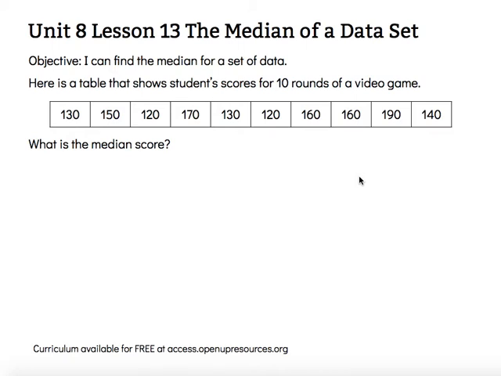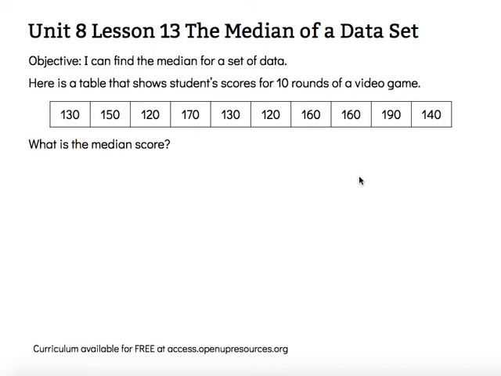We're looking at Unit 8, Lesson 13, the median of a data set. The objective says I can find the median for a set of data. Median is a word that means middle. So when we talk about finding the median for a data set, we're trying to find a middle value, which is a measure of center, which then tells us what is typical for the data. So just like the mean, the median tells us what's typical for the data.